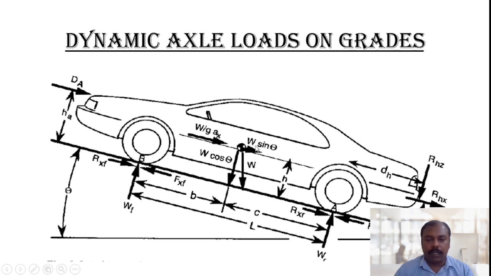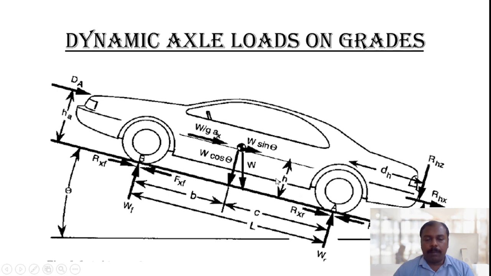One is the tangential component, W sin theta. Another one is the vertical, or normal, component, W cos theta. The center of gravity is located at a distance of D from the front axle and at a distance of C from the rear axle.